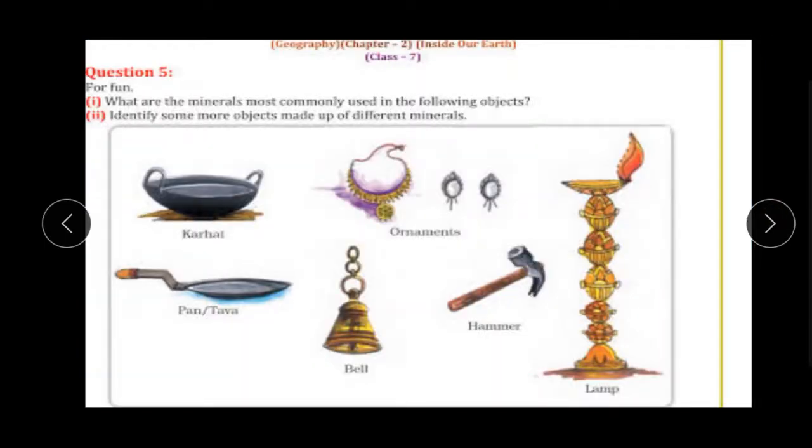Next, look at these pictures. These are some objects. Here we have used some minerals commonly. We are going to find that now. So the first question is, what are the minerals most commonly used in the following objects? First, the karkite. What is used here commonly? Do you have any idea what is used to make this?